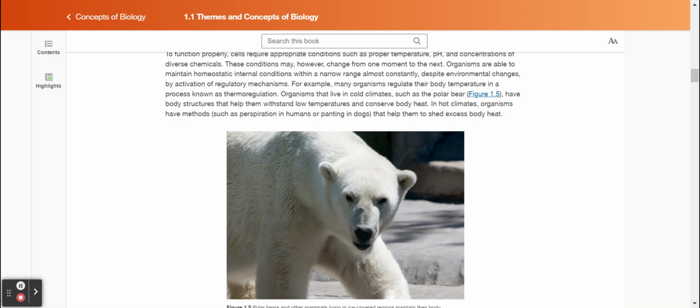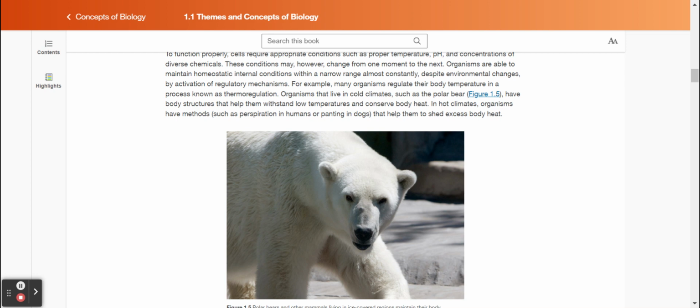Organisms are able to maintain homeostatic internal conditions within a narrow range almost constantly, despite environmental changes, by activation of regulatory mechanisms. For example, many organisms regulate their body temperature in a process known as thermoregulation.